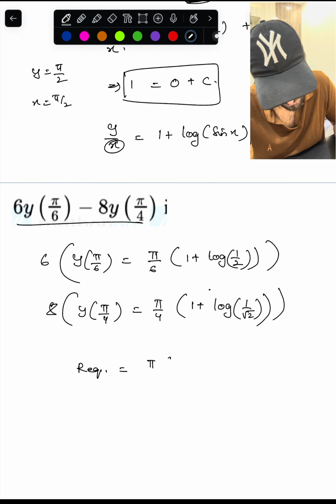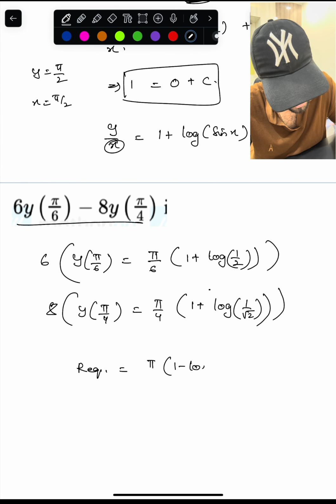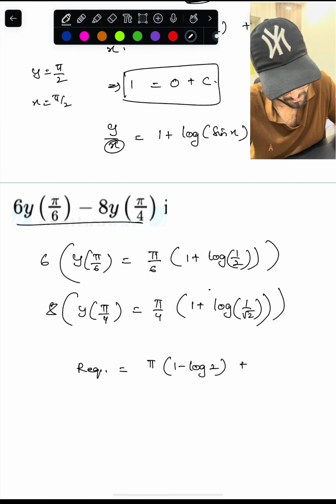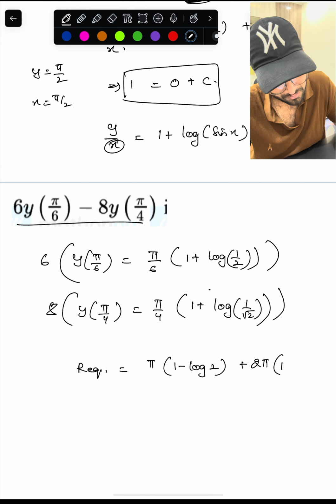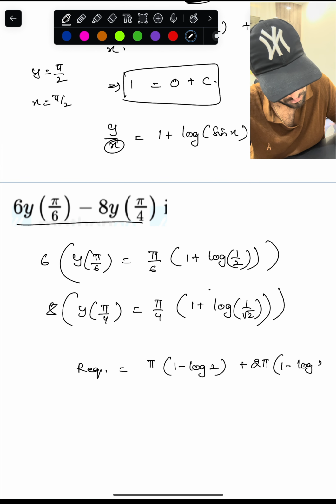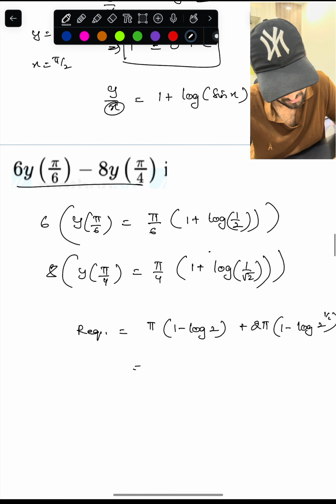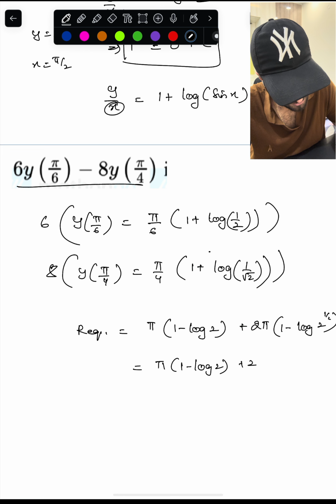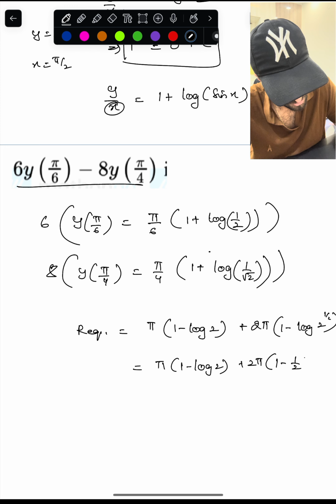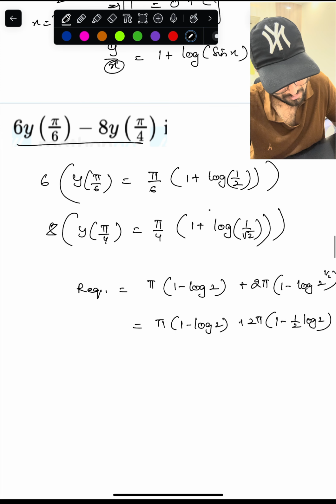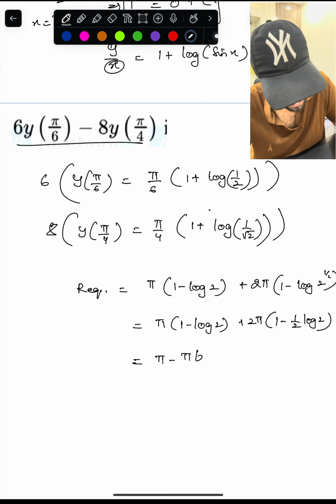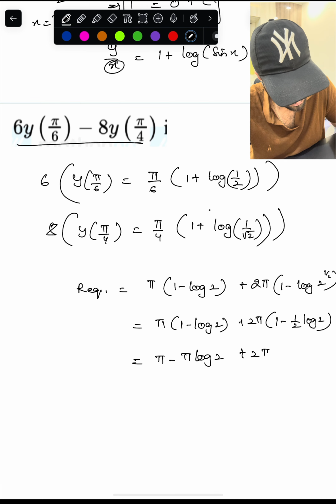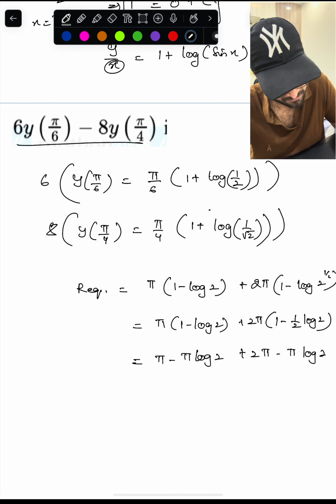Pi of 1 plus log 1 by 2, which means I can write minus log 2, plus 2 times 2 pi of 1 minus log root 2. So log root 2, I can write root 2 as 2 power 1 by 2. So what I can do here is pi of 1 minus log 2 plus 2 pi into 1 minus 1 by 2 log 2, right? So here pi minus pi log 2 plus 2 pi minus pi log 2, right?